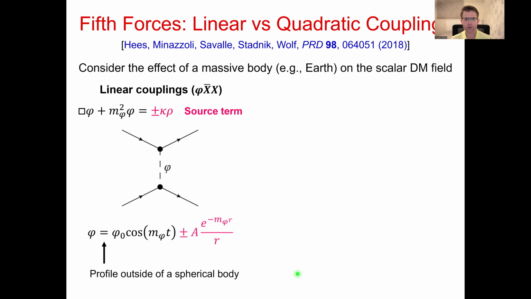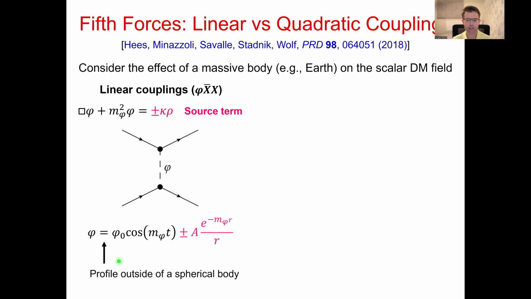So let's take a look at the comparison between linear and quadratic couplings in a little more detail, since we already mentioned screening here. Let's have a look at effects when we're sitting quite close to a massive body, like, for example, Earth. If we look at a linear phi coupling here, the classical equation of motion is the usual Klein-Gordon equation, where we have the source term in pink.